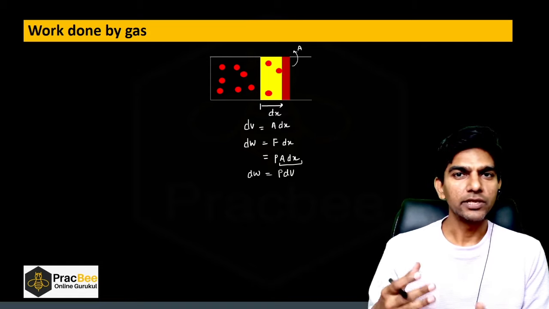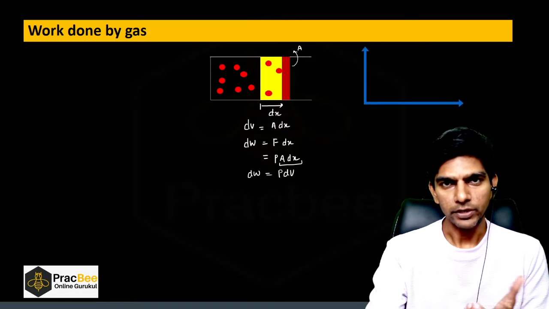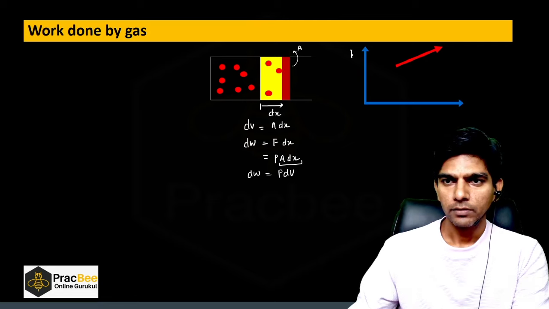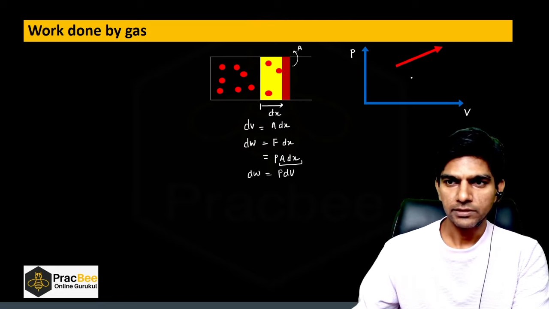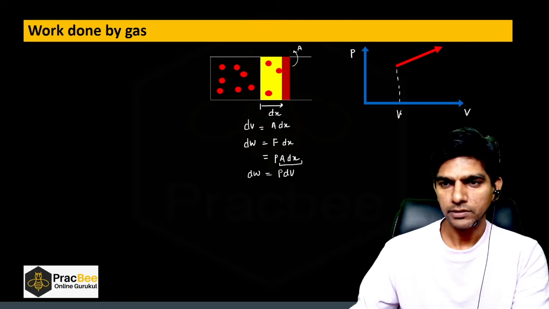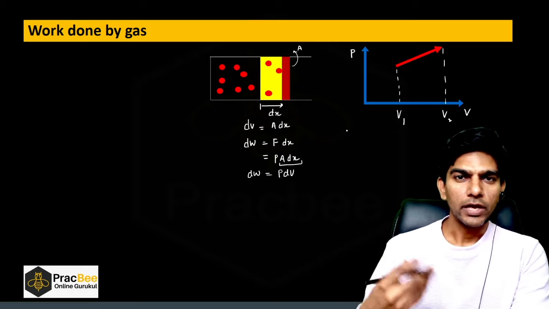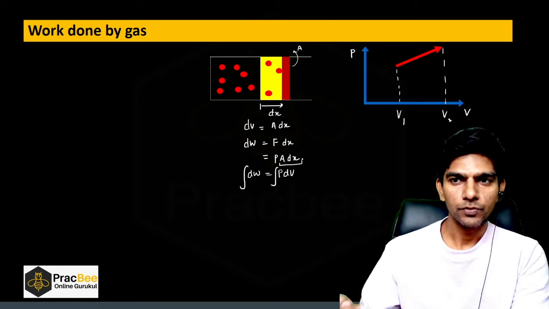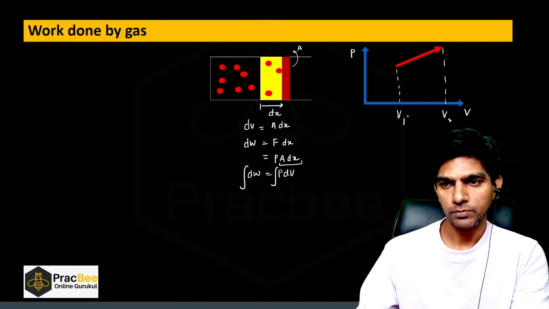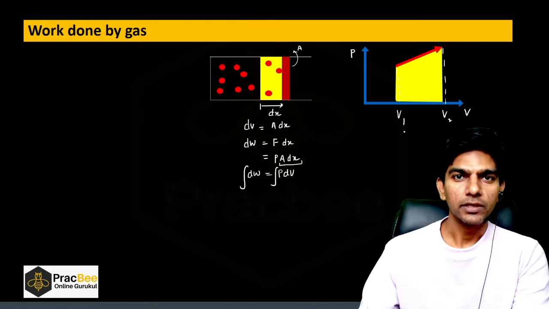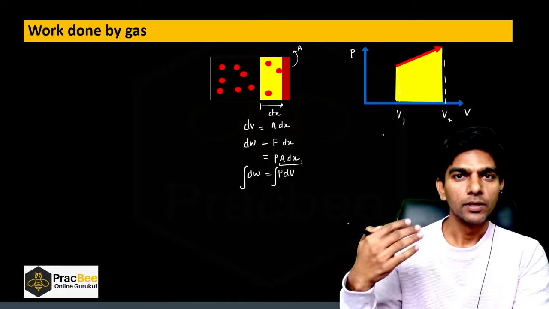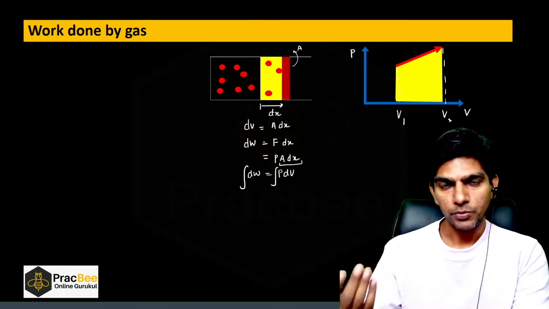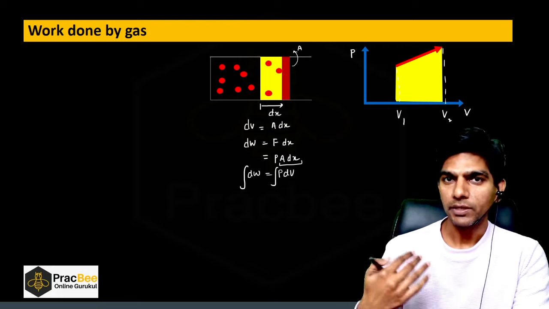Suppose the volume is changing from V1 to V2. Let us say we have P on the y-axis and V on the x-axis, and the volume is increasing from V1 to V2. If I want to find the work done, I integrate this equation and I will get the work done for that particular expansion or compression. So this area will give us the work done by the gas. If there is expansion, work done will be positive. If there is compression, work done by the gas will be negative.